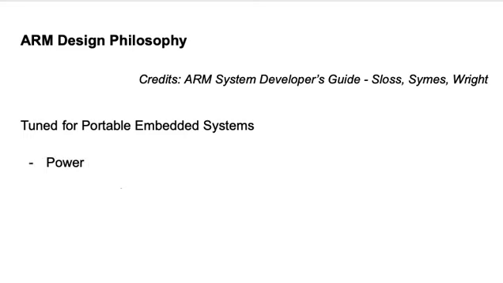The ARM design philosophy is tuned for portable embedded systems, and some of the parameters while considering the design for portable embedded systems are power, code density, the die on which the entire system is created, and how the instruction set is inspired from RISC but is much more than just RISC in terms of being tuned for portable systems. We'll start with the power.